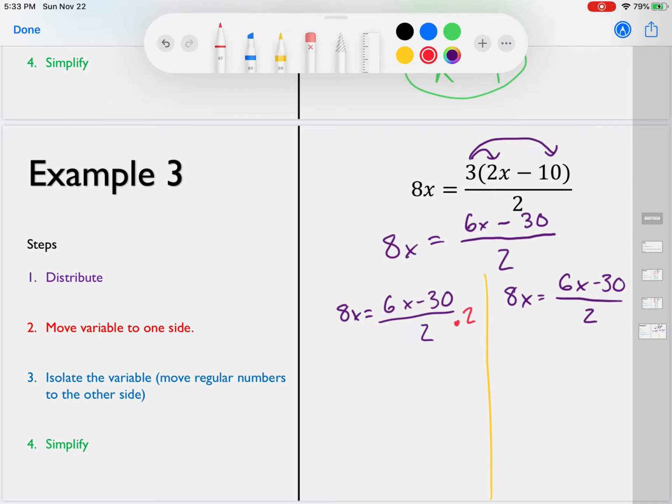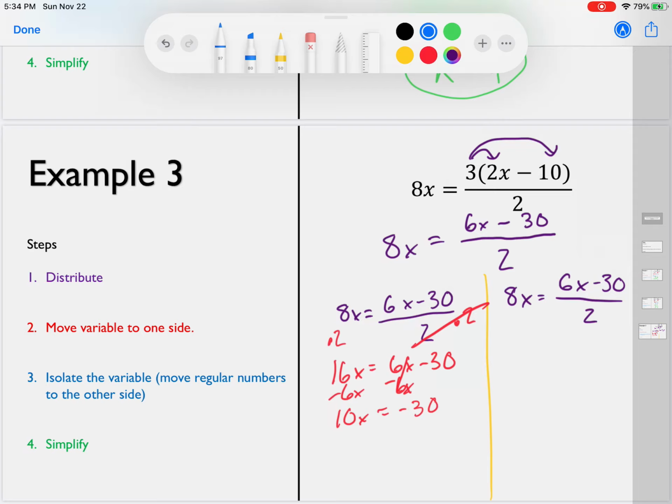So this first way is the way that I would do it. I would multiply by 2 on this right-hand side to get rid of the fraction, which means, of course, I have to multiply by 2 on the left-hand side to keep my equation balanced and happy. So I'm left with 16x equals 6x minus 30. Now, I still need to move the variable to one side, so I'm going to subtract 6x from both sides, which leaves me with 10x equals negative 30.